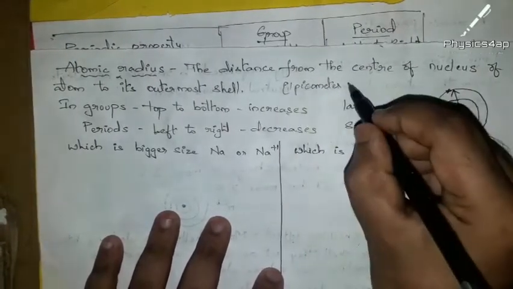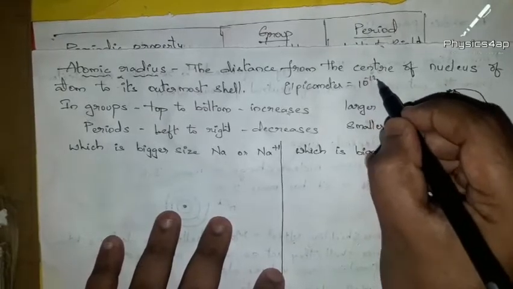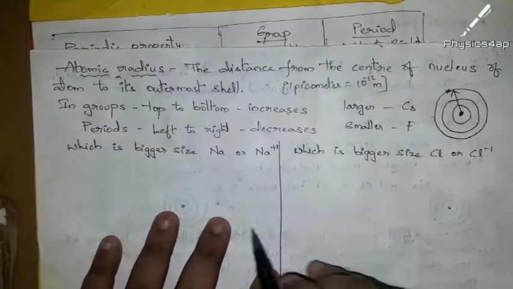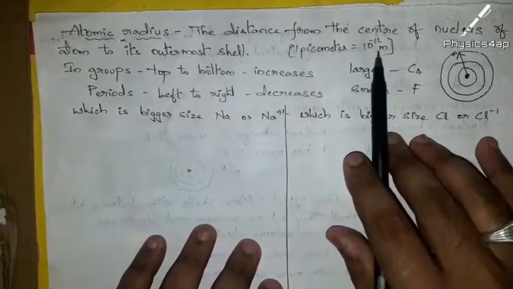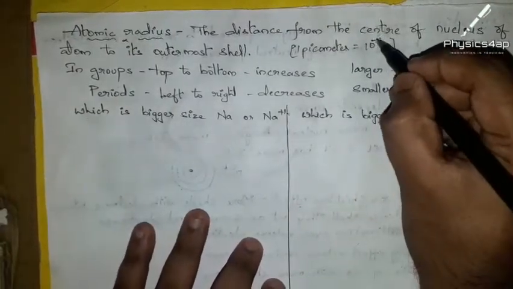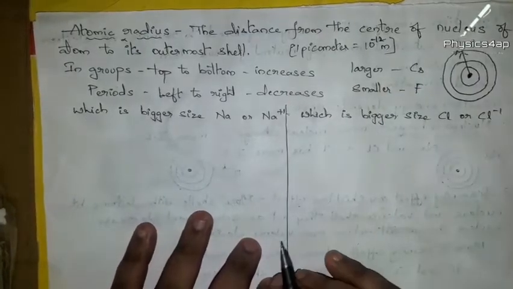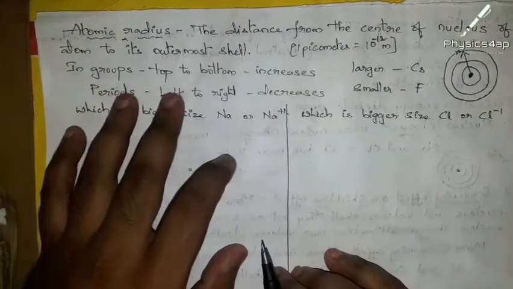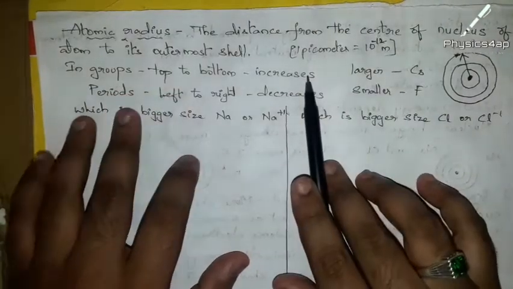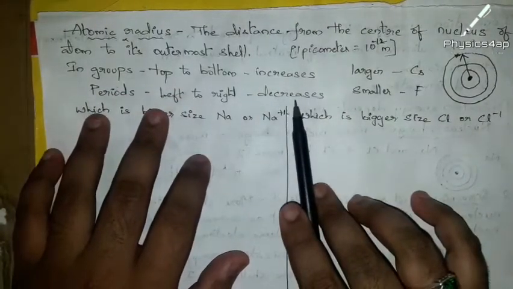So picometer is nothing but 1 picometer is equal to 10 to the power of minus 12 meters. You need to memorize this. So 1 picometer is equal to 10 to the power of minus 12 meters. Now, how does the atomic radius change? In a group, from top to bottom it increases, and in periods, from left to right it decreases.